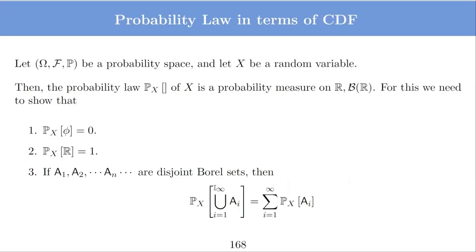So once we have proved these three properties, we now know the probability law is also a probability measure on (R, B(R)). And then you don't have to go back every time to the pre-image set. You can directly apply these things as if you have applied the original probability measure.